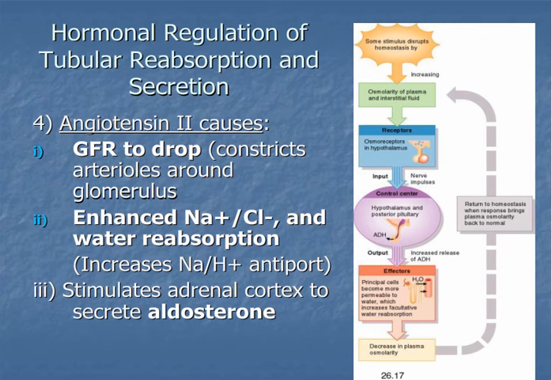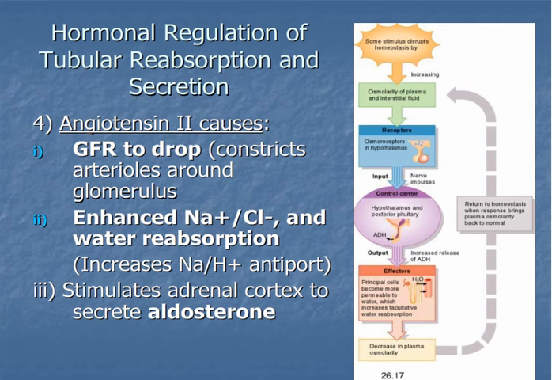This vasoconstriction will actually cause the glomerular filtration rate to drop because we've constricted our afferent arterioles, and it will also cause an enhanced sodium and water reabsorption. This enhanced sodium and water reabsorption will also help us to jack up the blood pressure because more water will remain in the blood instead of being lost in the urine.